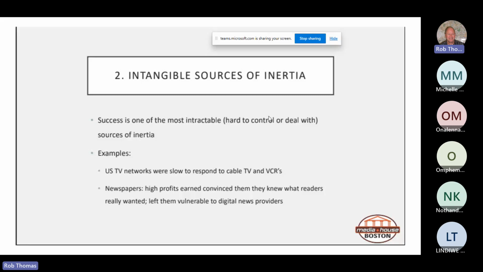Success is one of the most intractable, hard to control or deal with sources of inertia. So, for example, US TV networks were slow to respond to cable TV and VCR, and the newspapers. High profits earned convinced them that they knew what readers really wanted, which left them vulnerable to digital news providers. So, guys, newspapers today, if they're not in the digital realm, they're busy dying. I bought a newspaper because I was intrigued by the headline a week ago, and that was probably the first newspaper that I bought in a year. And I also got upset because it cost 11 Rand. I'm like, oh, it's too expensive. I shouldn't have to pay 11 Rand for a newspaper. But anyway, so you can see.